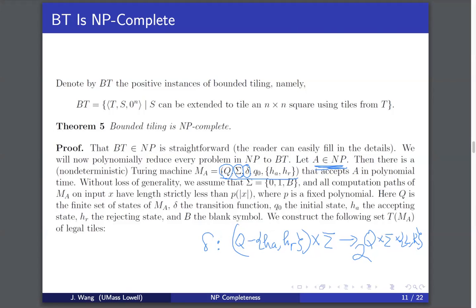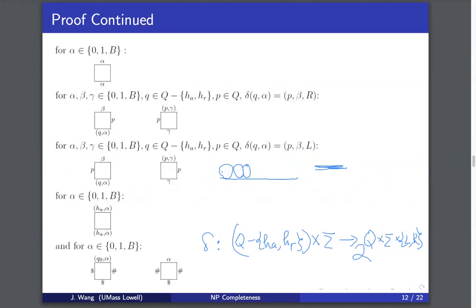So now we are going to construct tiles to represent a computation history of this Turing machine. So computation history is just from one configuration to the next, to the next, to the next, until it reaches a halting state. Okay, so that is a history, right? So that, again, to refresh your memory. So now how do we do this?